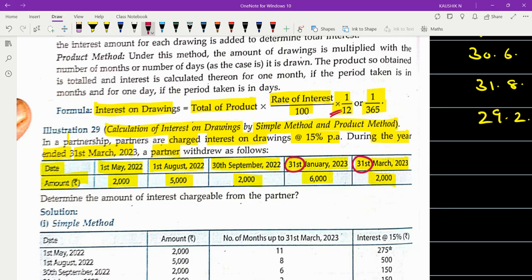Hello, are you able to understand? Okay, so that is how you have to cross check it.